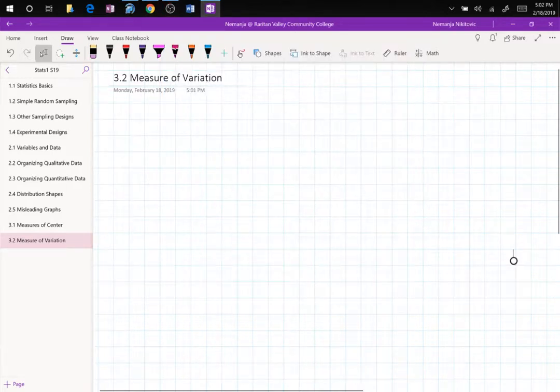Hello and welcome back to Statistics 1. We are continuing our chapter 3. This is section 2 on measures of variation.